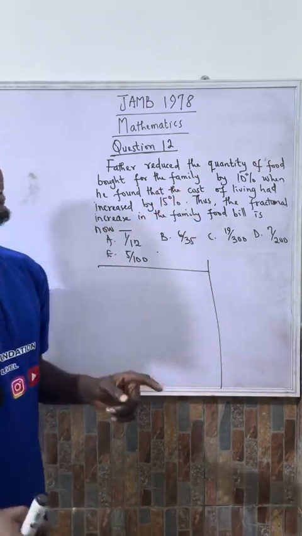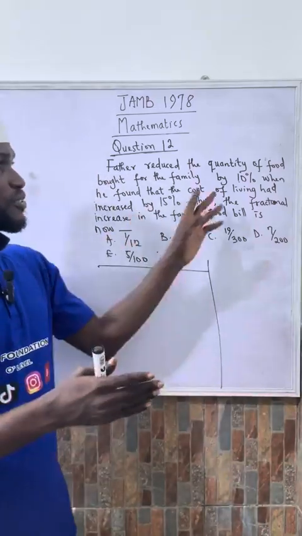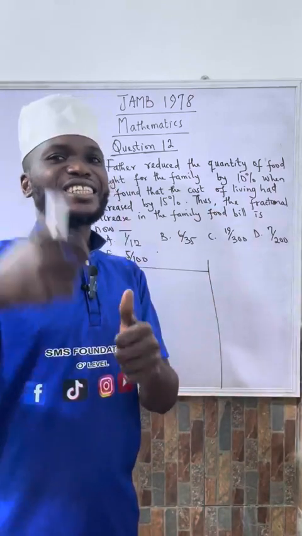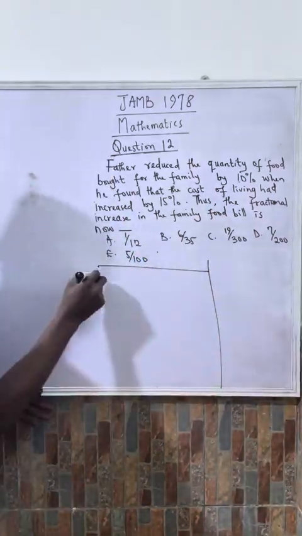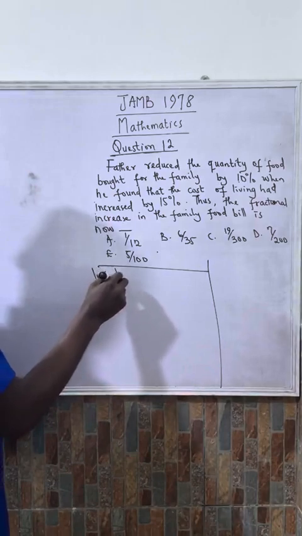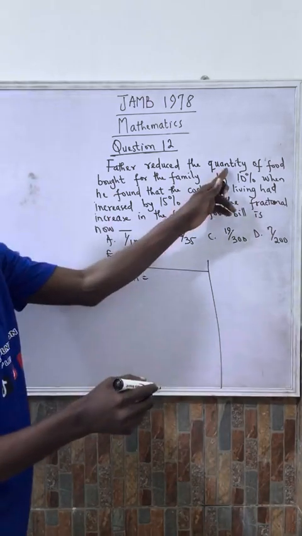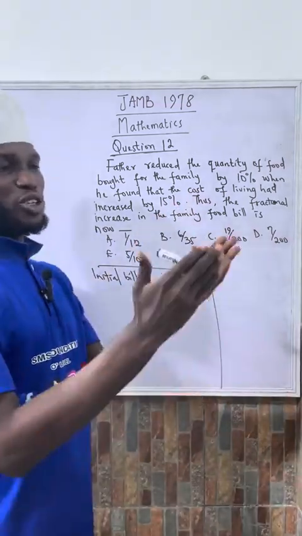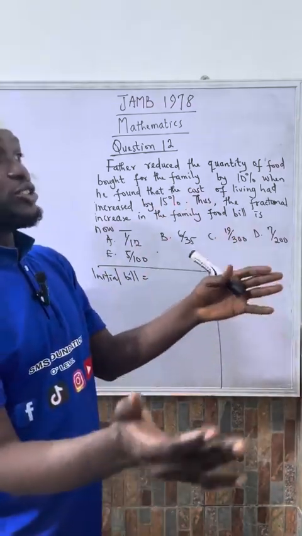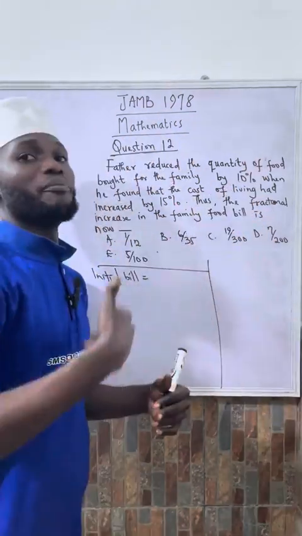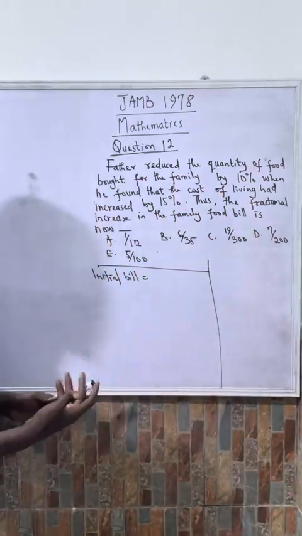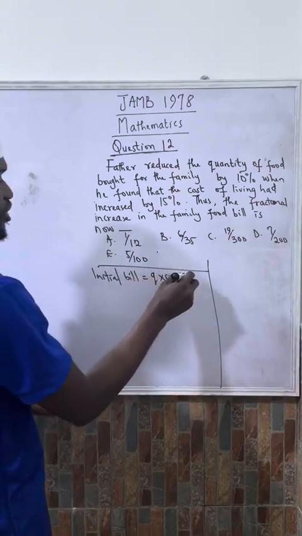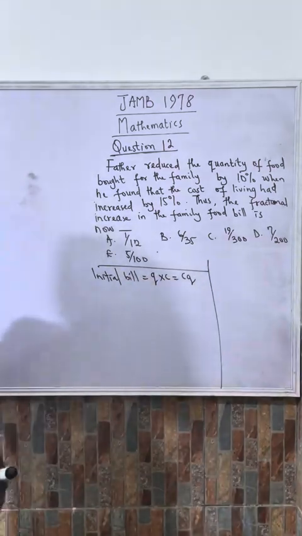So in that regard, before any reduction, before the father reduces anything or before any increase, the initial bill of the family will be equal to quantity of food times cost. If you want to calculate the bill of something, you need to multiply total quantity by the unit price. So quantity times cost, that means Q times C. That will just give me CQ or QC, anyhow you want to write it.